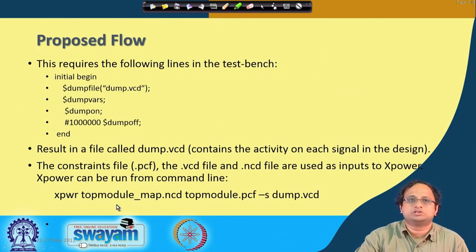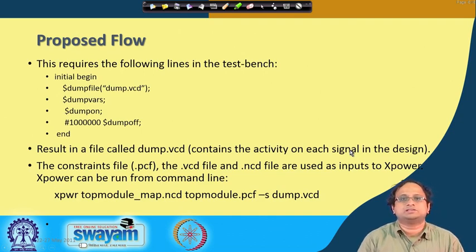Now what we do is we write or add this to our test bench. We know that a test bench is a component that we have in Verilog, through which we give stimuli to our design. We give inputs to the design and we verify whether the output is as expected or not. So what we add are these lines like initial, begin, and then inside that we dump the .vcd file.